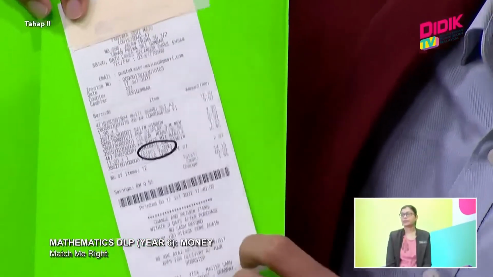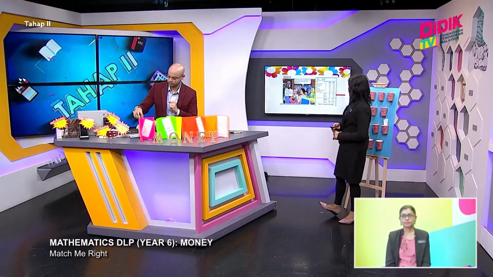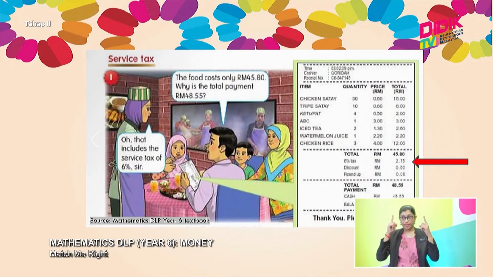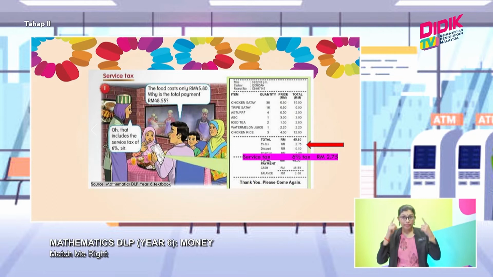Next, we move on. In the screen shown, there is a service tax. The food costs only 45 ringgit 80 cent. Why is the total payment about 48 ringgit and 55 cent, Sean? Normally kids will ask that. As a parent, we have to answer for them. The total cost is only 45.80, but why do we have to pay more for that? Because of the service tax. So as parents, that includes the service tax of 6%. You can see on the screen, 2 ringgit 75 cent is the service tax, which is charged as 6%.